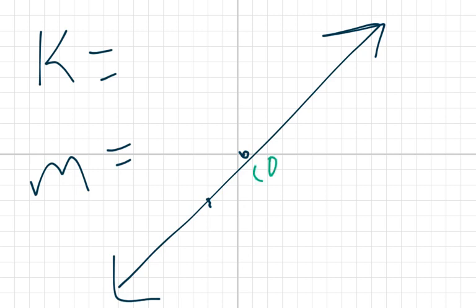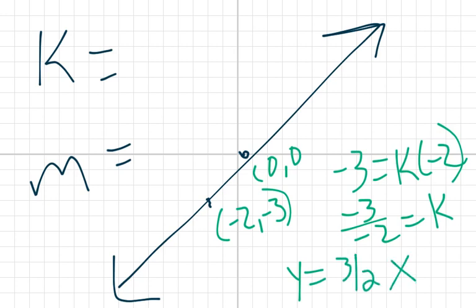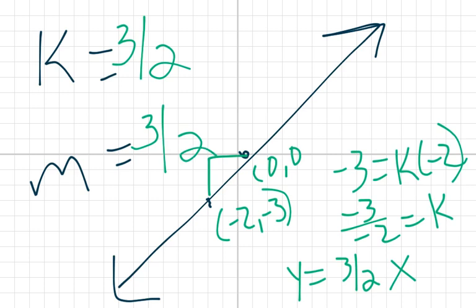You have the points 0, 0, and negative 2, negative 3. So negative 3 is equal to k times negative 2. So negative 3 over negative 2 is equal to k. So y is equal to 3 halves x. Your constant of variation is 3 over 2. Using your rise over run, you go up 3 and over 2. Your slope is also 3 over 2.